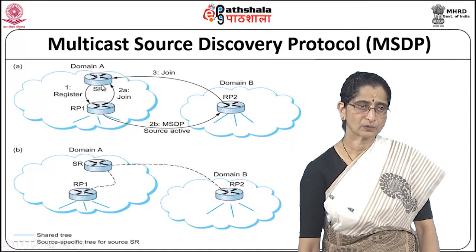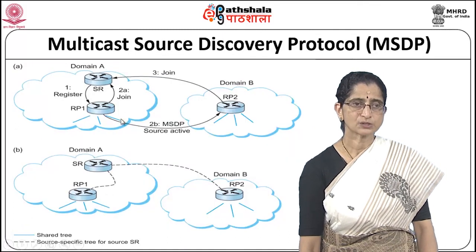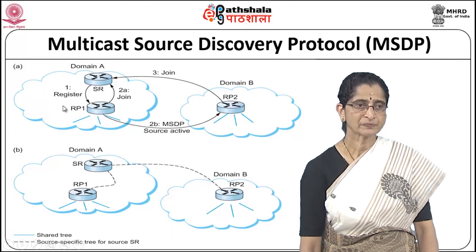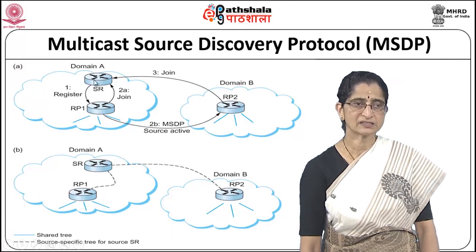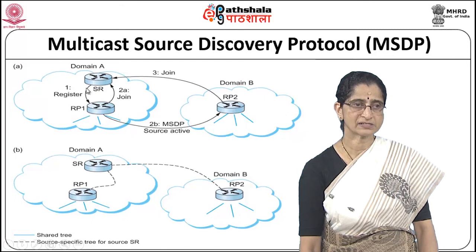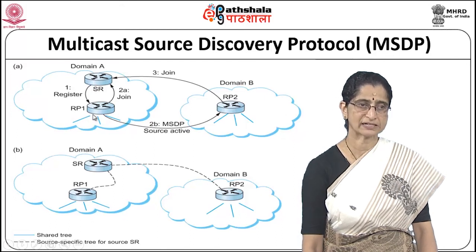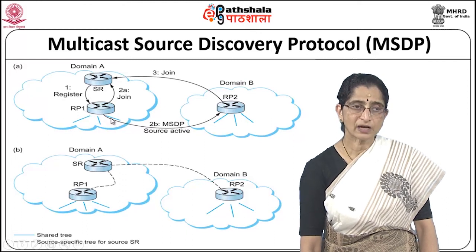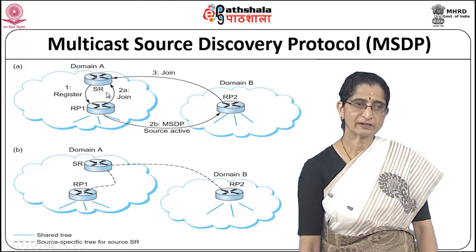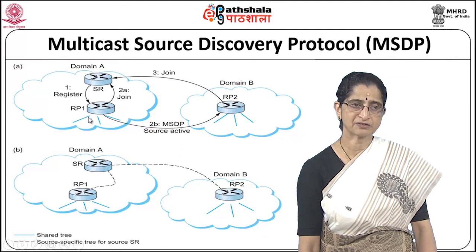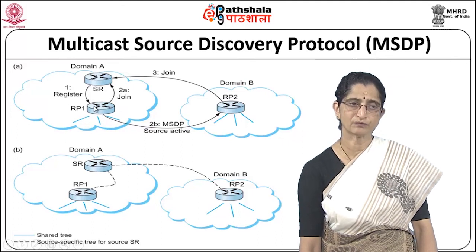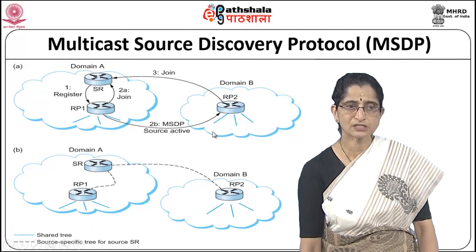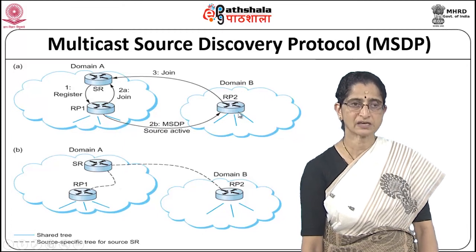So a quick example again to understand this. So let's say this is domain A and this is domain B. So for instance, let's say this is the source which is sending a message. So it sends a register message to RP1 to send its data. So the moment RP1 gets its PIM register message, it can send it down its tree, right? That is something that the forwarding it will do. In addition to that, it now sends a source active message to domain B's RP2.